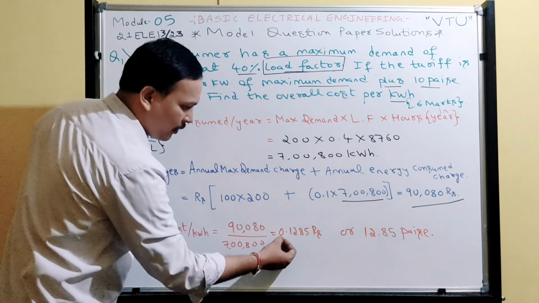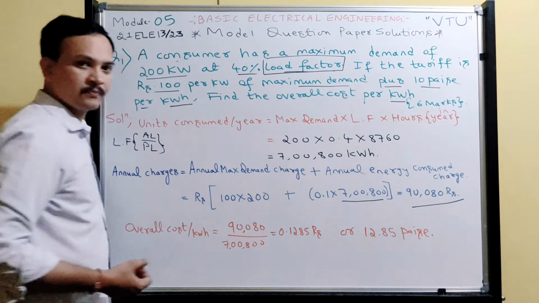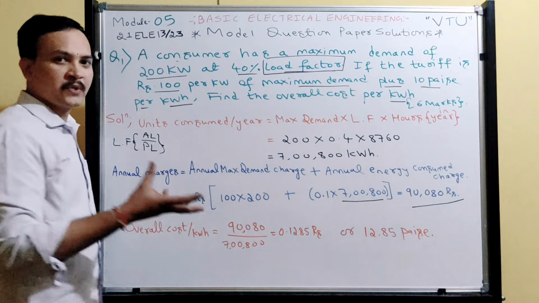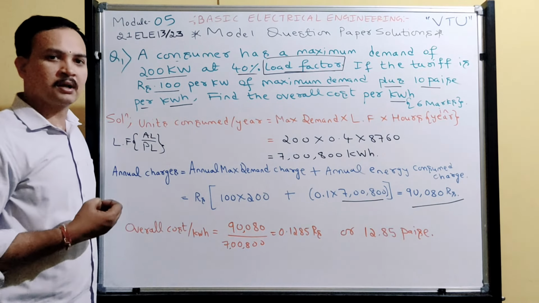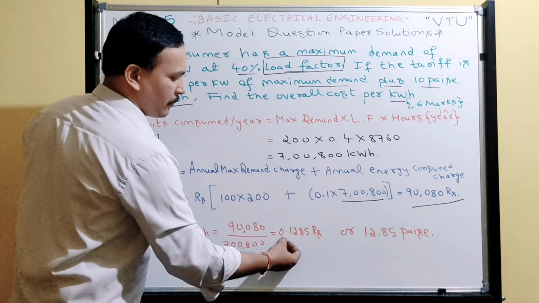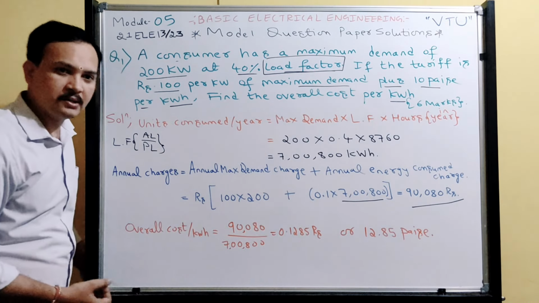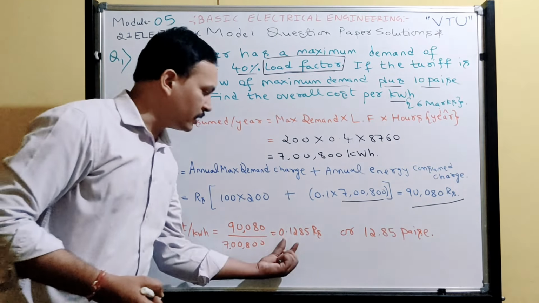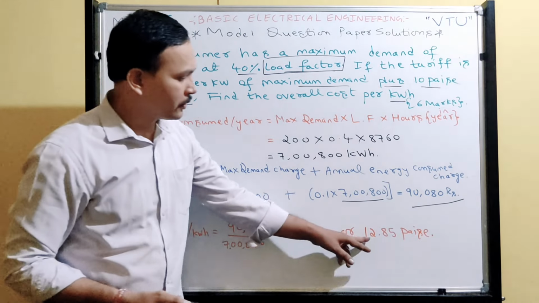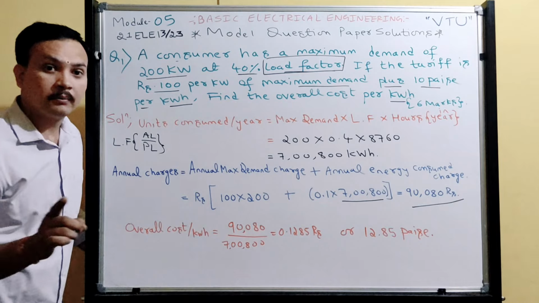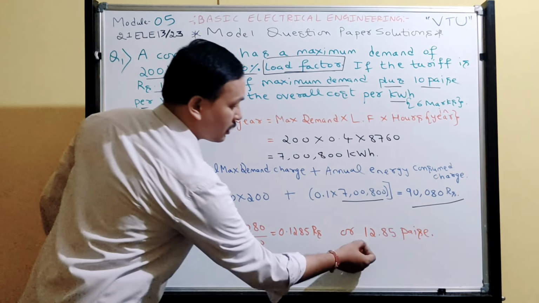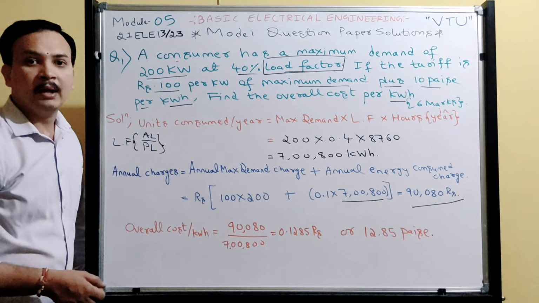So divide this ratio. You will get 0.1285 rupees. Okay, by combining fixed cost and energy consumption cost together, it is 0.1285 rupees. So if you convert into paise, it becomes 12.85 paise per kilowatt hour. This is the cost in the electricity bill.